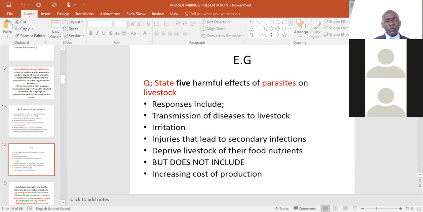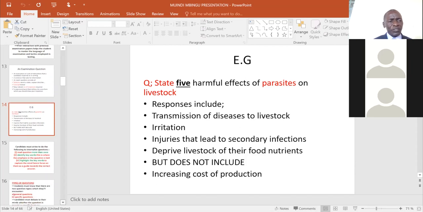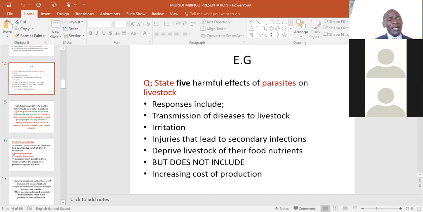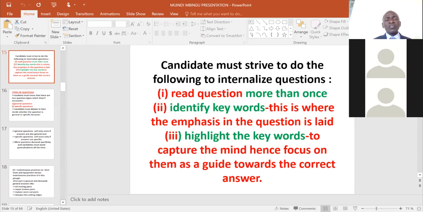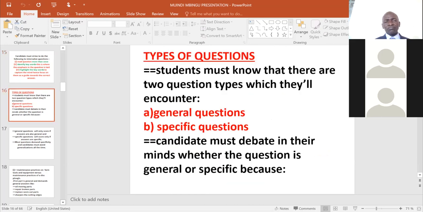So those 4 components of a question need to be in the mind of the candidate as you answer the question. It is therefore advisable to underline those components so that as you begin to answer the question, you will not go outside of the information that is required of you. So read a question more than once, identify keywords, highlight the keywords to capture the mind, and therefore you are able to focus on them as a guide towards writing the correct answer. Let us look at some types of questions.